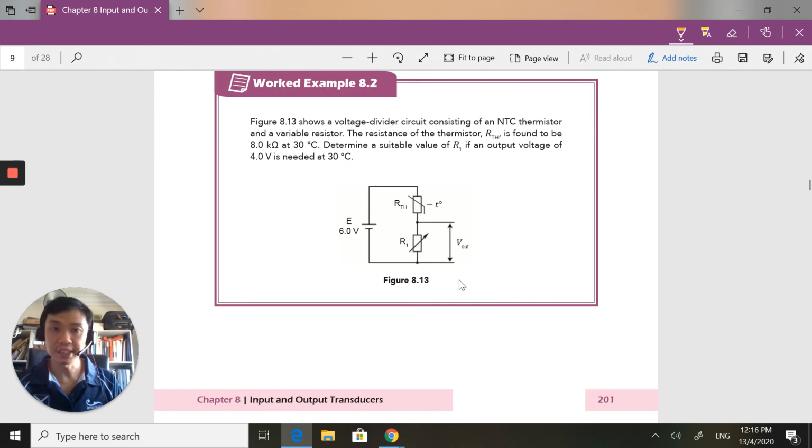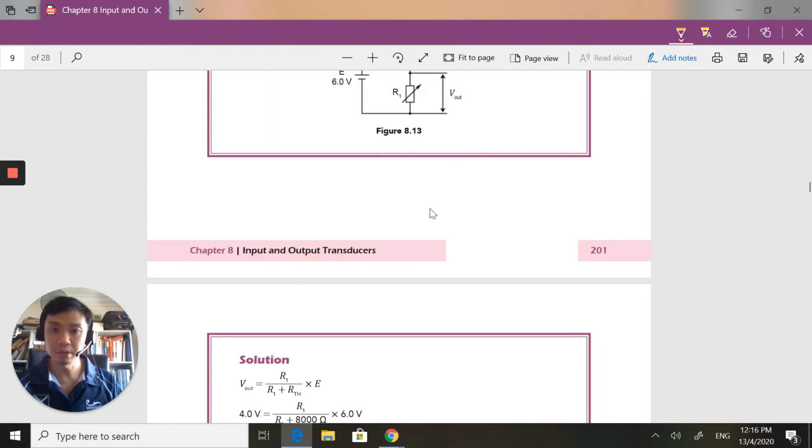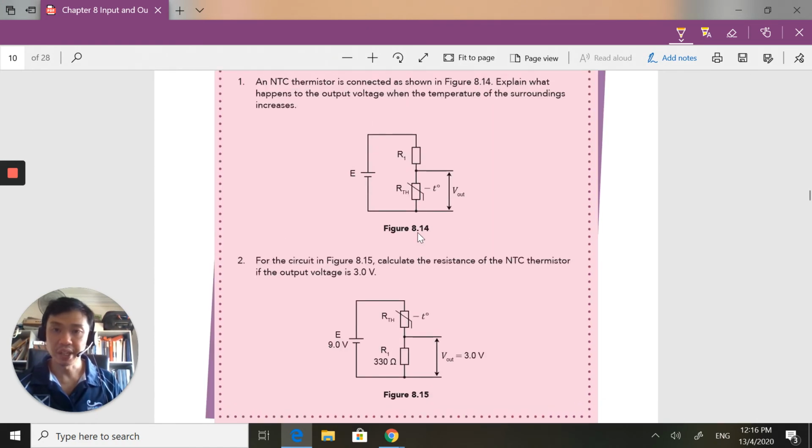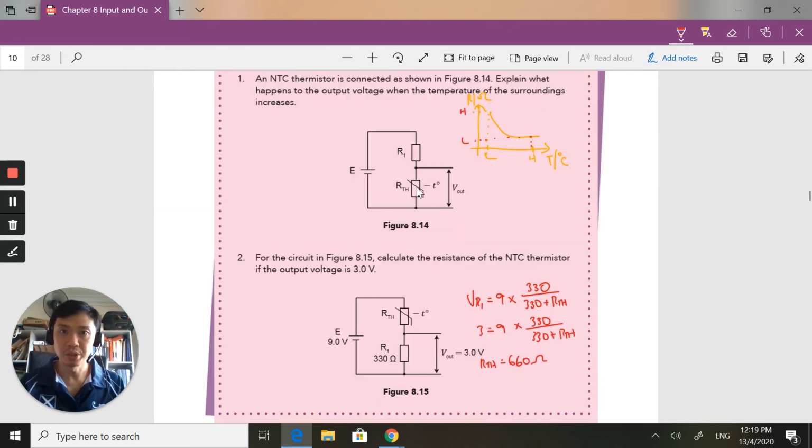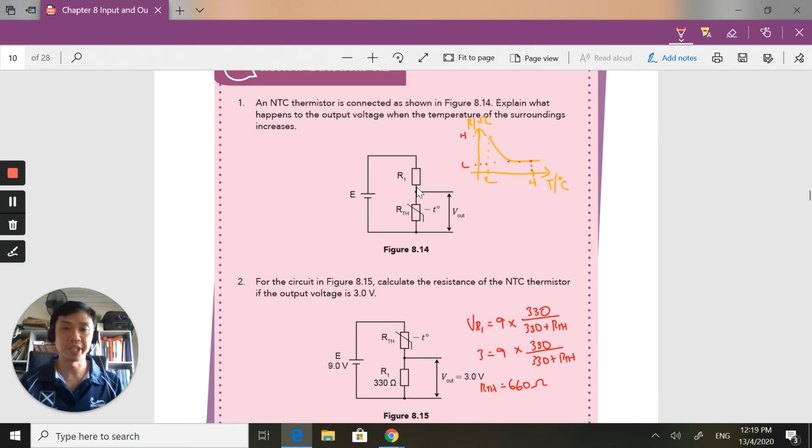Okay, so this is another example. Work through it. And at this point in time, I want you to pause the video and work through question 1 and question 2. Do it now. Okay, so hopefully you did try it.